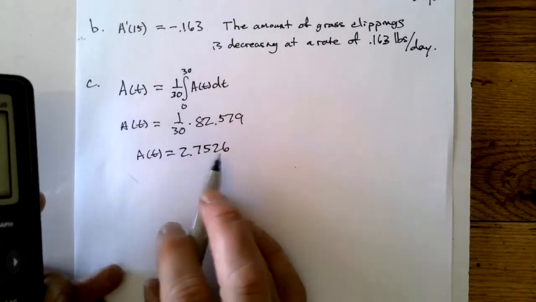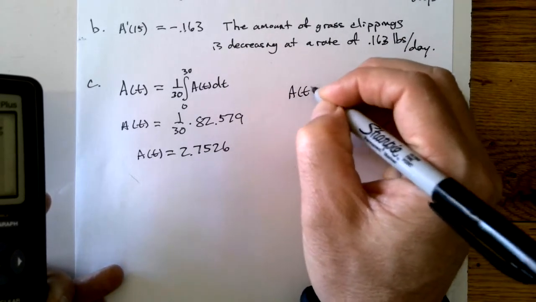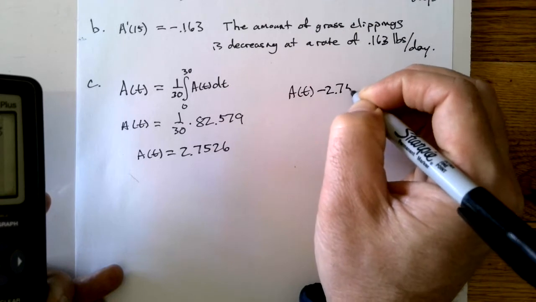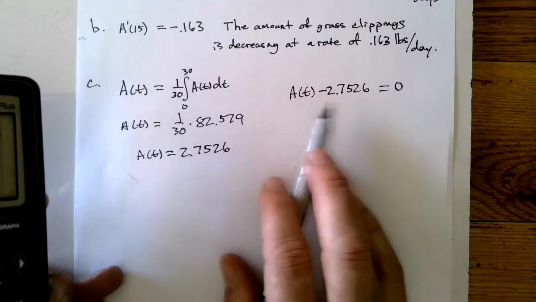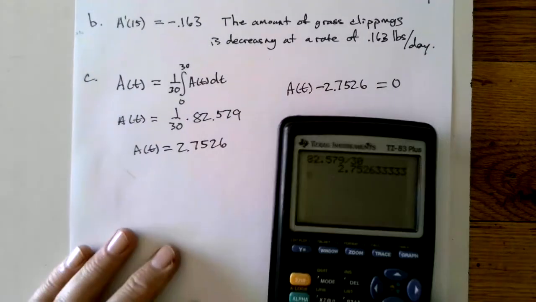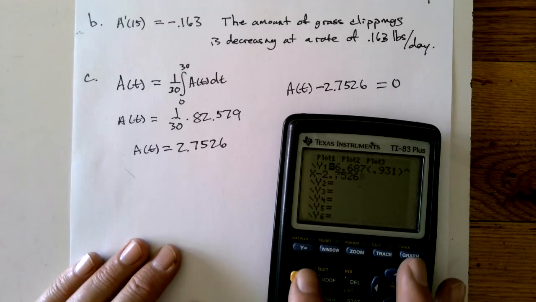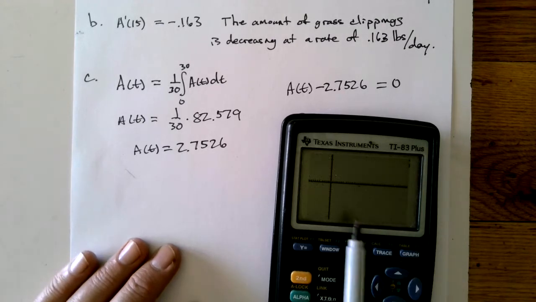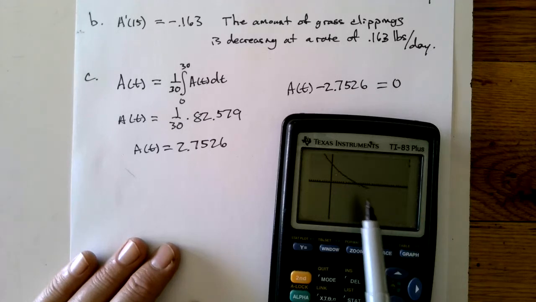Anytime I'm asked to solve an equation like that on an AP exam, I always do it like this. The amount minus 2.7526 is equal to 0. So solving that is the same as solving that. That way I get to use the zero option on my calculator. Minus 2.7526. And so if we go ahead and graph that, we're going to look for where it crosses the x-axis. Crosses right there.